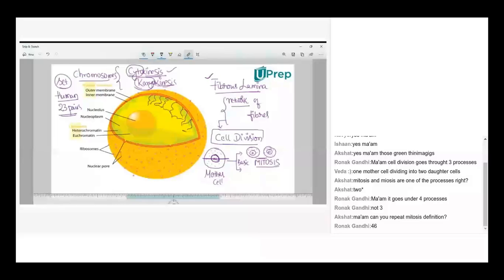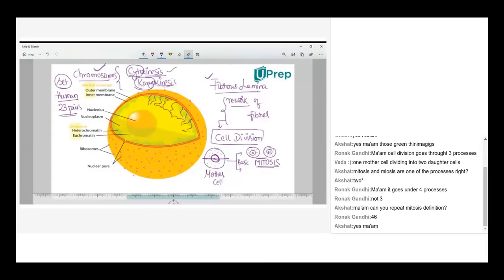There is a difference between some other cells which will not carry 46 but only 23. That we'll see in the next cell division point. So far for mitosis, where the cell divides and gives rise to offspring with exactly equal number of chromosomes. That's the terminology. That's the definition. By definition, mitosis is a cell division where the mother cell will give rise to the offspring with equal number of chromosomes.